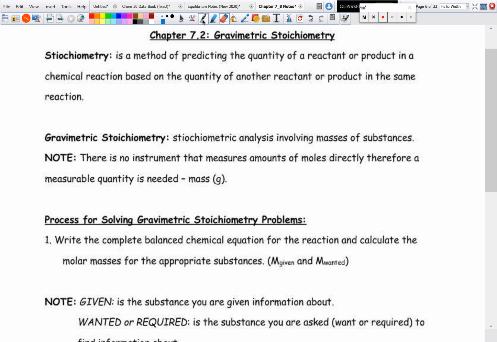Alright, welcome back. So today we are going to be looking at our first set of stoichiometry, and that is something called gravimetric stoichiometry. Just a little reminder what stoichiometry is: this is just a method for predicting the quantity, so how much, of a reactant or product that we have in a chemical reaction. So with gravimetric stoichiometry, what this means is stoichiometric analysis involving specifically just masses of substances.